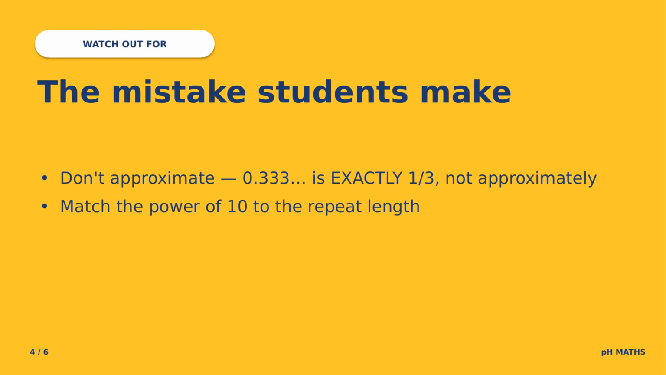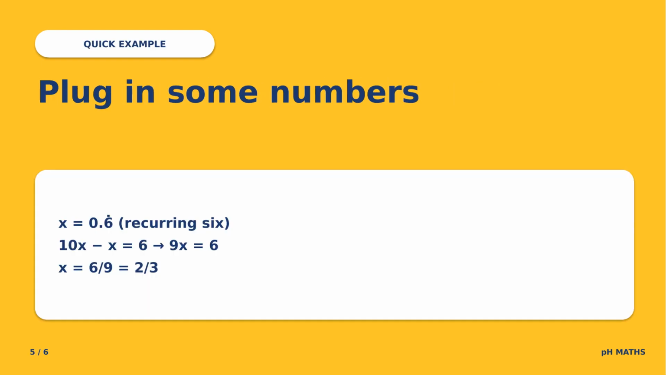Common slip. Don't approximate. 0.333 recurring is exactly 1/3. Not approximately, not roughly, but exactly. The whole point of this method is to get the exact fraction and not a decimal approximation, and always match the power of 10 to the repeat length. Off by 1 and the method falls apart.